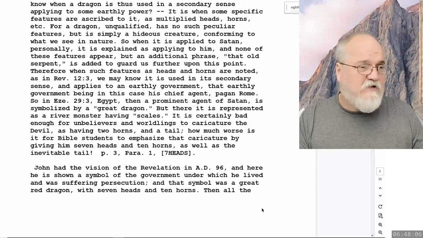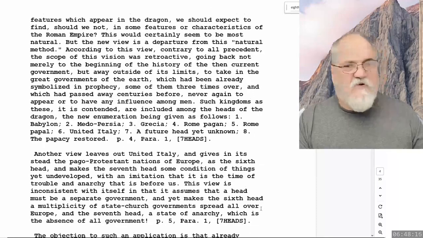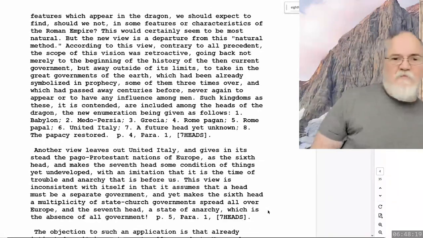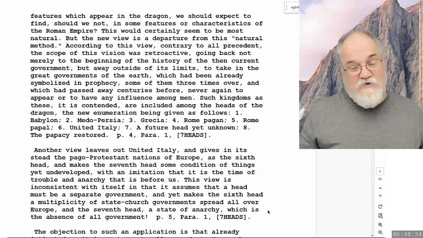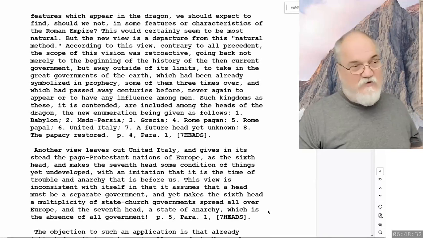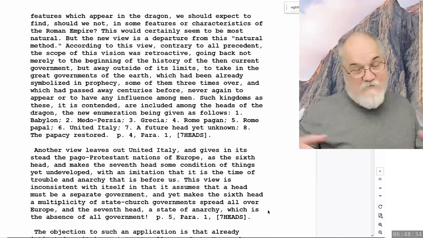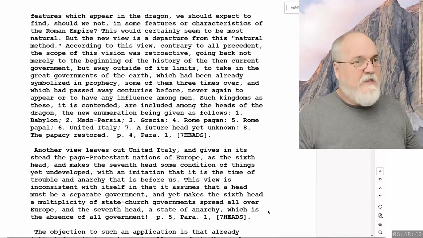And then he talks here about John having the vision of Revelation in AD 96, and here he is shown a symbol of the government under which he lived and was suffering persecution. So then he's going to make this argument that when you're dealing with prophecy, you're not going to go all the way back. That is, you're not going to go every time all the way back to Babylon, that you're going to deal with the immediate context of the person, the prophet, who is receiving that vision or that prophecy.